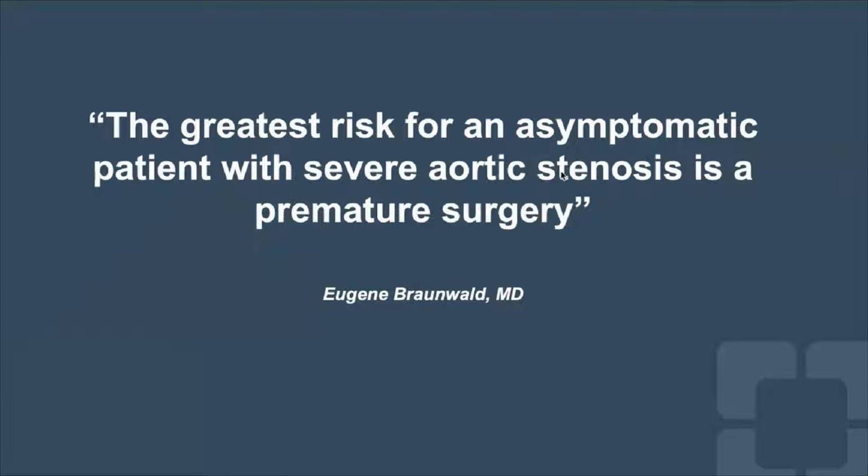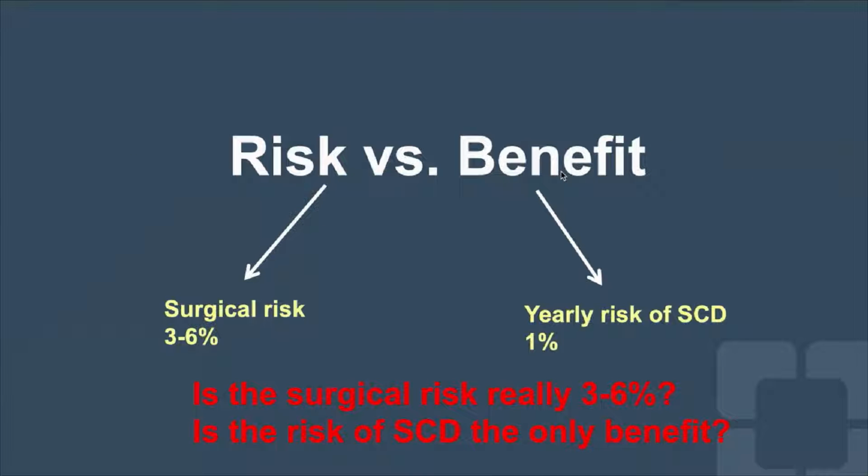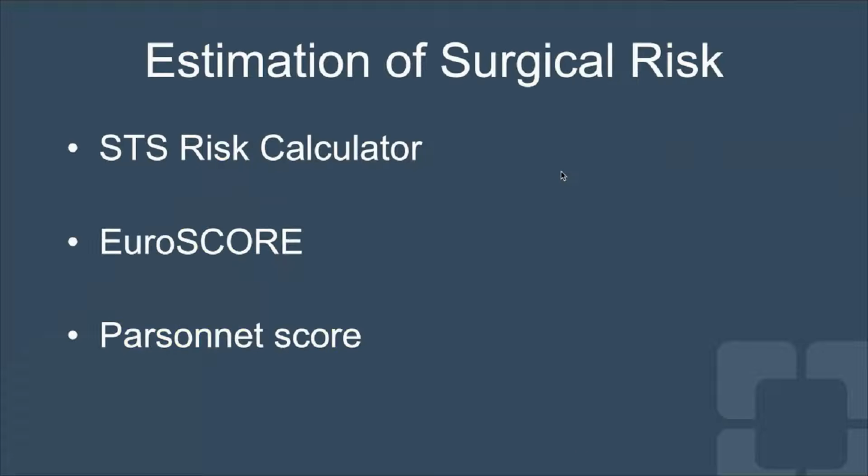Therefore, back in the 1960s, it was always thought that the greatest risk for an asymptomatic patient with severe aortic stenosis is premature surgery itself, and you're much more likely to die with a bad surgery than you are with your disease if you're asymptomatic. However, that thought has changed considerably, for a couple of reasons, and I'll go into them.